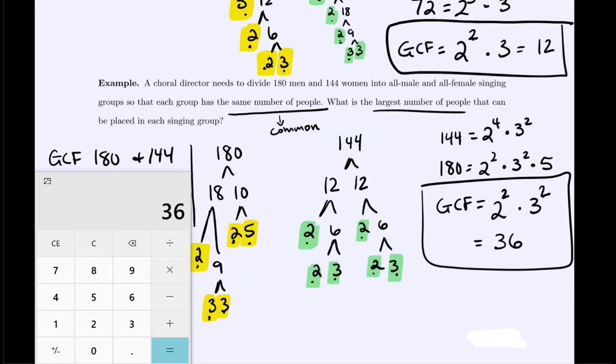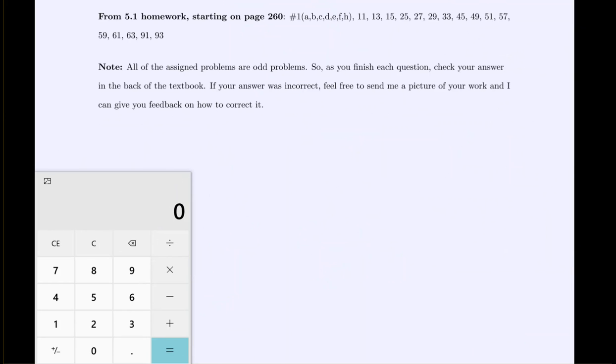Now remember, at the end of all of our notes sections, we do have textbook homework assigned. It's listed here, so you'd want to go through the note packet and find the homework problems. All of these homework problems are odd intentionally, so that after you finish a problem, you can check your answer in the back of the book. Remember, if your answer is incorrect and you don't know how to correct it, you can send me a picture of your work and I'd be happy to give you feedback on how to correct it. You can send that message either through Canvas message or our school email.